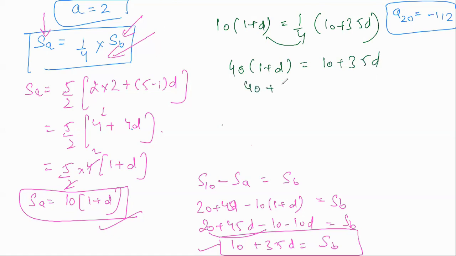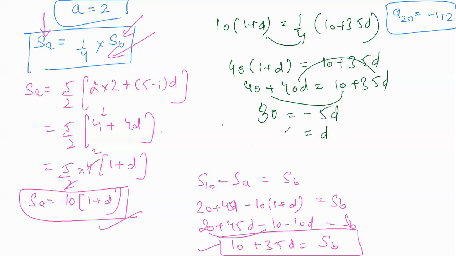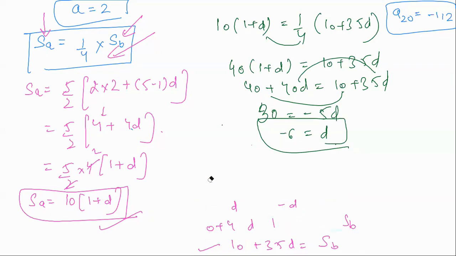So let me open the bracket. It will be 40 plus 40d. 10 goes to the other side, so it will become 40 minus 10, that is 30. And 40d goes to the right-hand side, so 35d minus 40d is minus 5d. So d is equal to minus 6. Okay, now we have d. Now we have a.